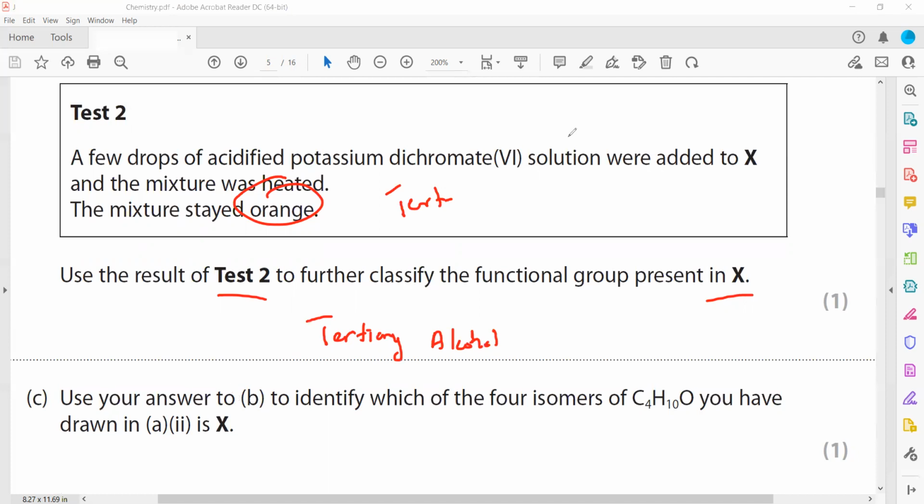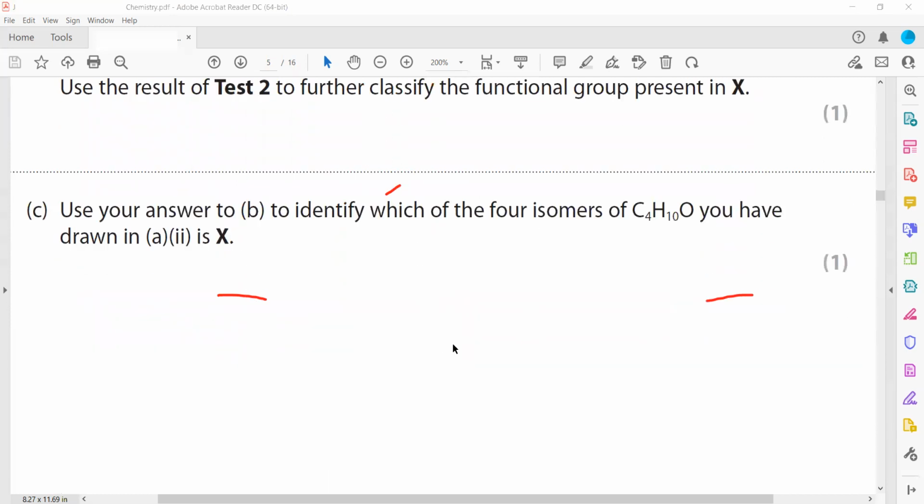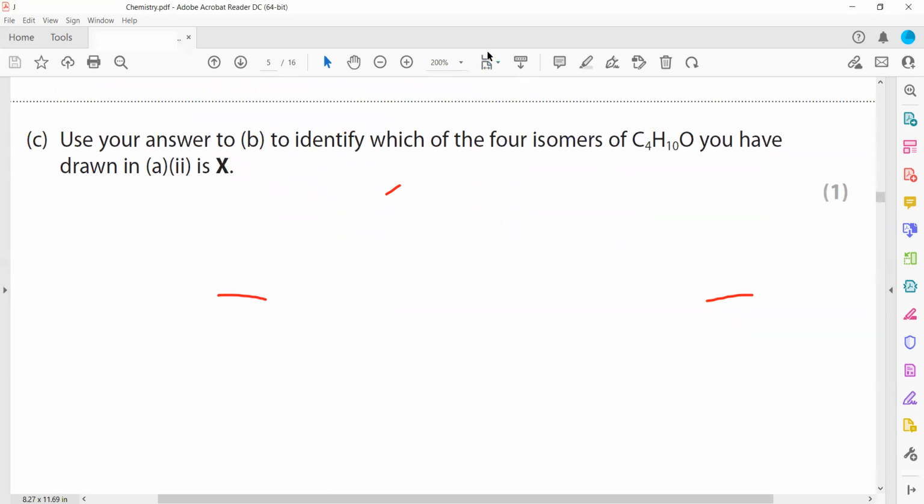Use your answer to B to identify which of the 4 isomers it could be, so it should be tertiary. It means that the carbon which is bonded with OH is surrounded by 3 carbons, because a tertiary alcohol cannot be oxidized. So it is CH3, CH3 and CH3.